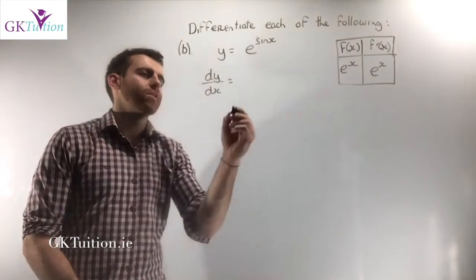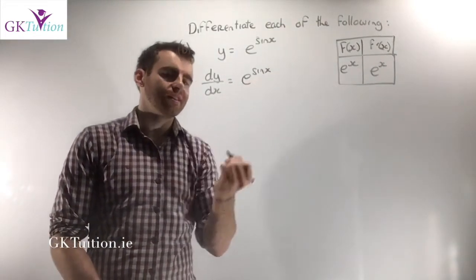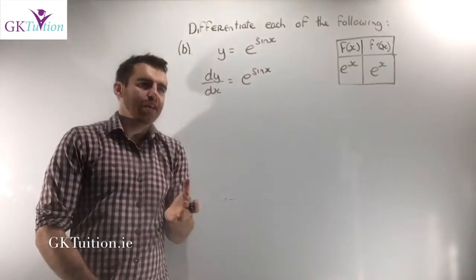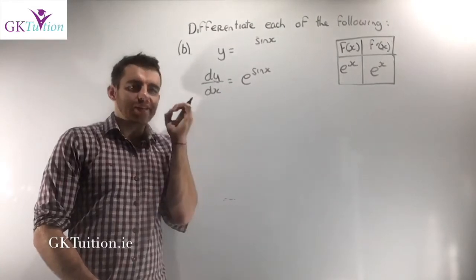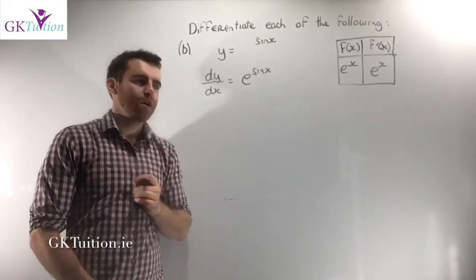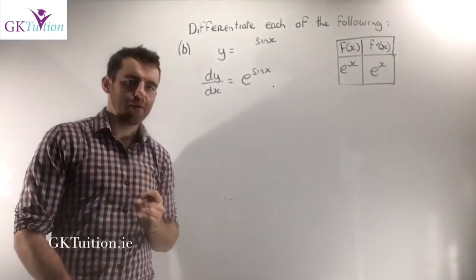So e to the power of sine x is just going to become e to the power of sine x. It just stays the exact same. Now I've dealt with the exponential, I can imagine as if the exponential is gone. Now I need to get the derivative of the power. The derivative of sine x, well, I can also read that off my maths tables.